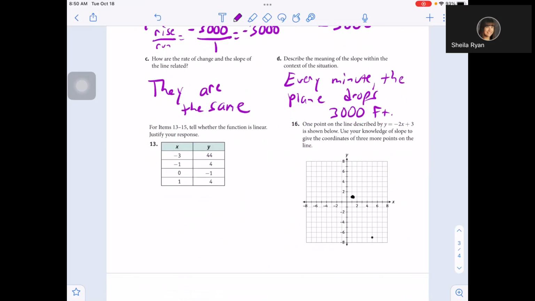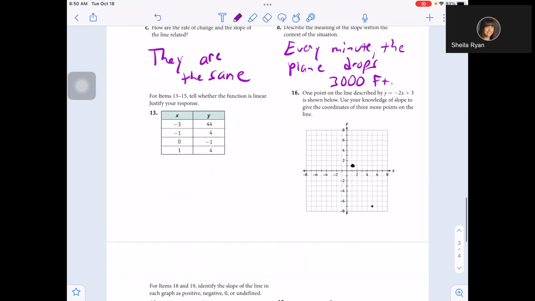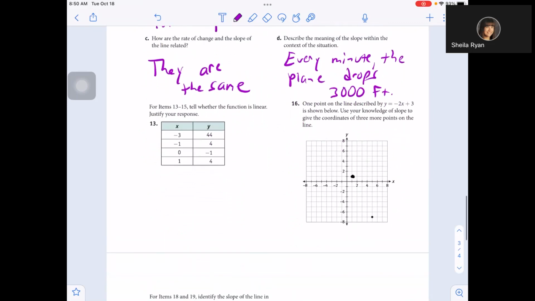Okay, number 13, tell whether the function is linear and justify your response. So we'll look at our change in y over change in x. First we see 44 to 40, we're dropping 40. Negative 3 to negative 1 is going up 2. So change in y is negative 40, change in x is 2. Negative 40 divided by 2 is negative 20.